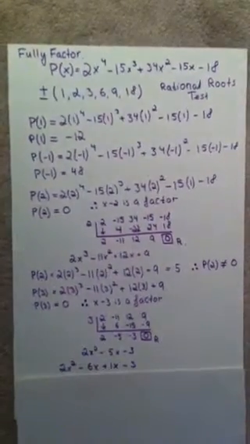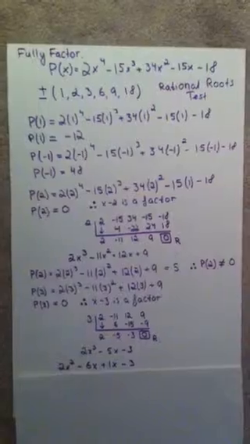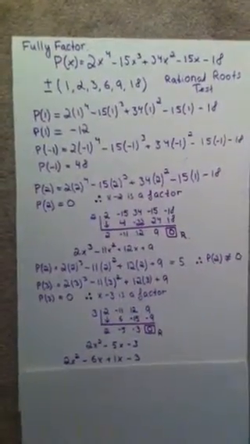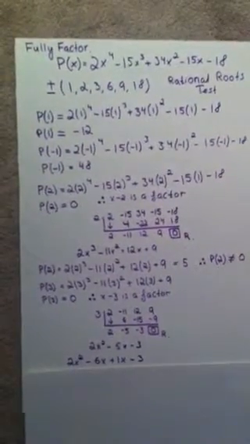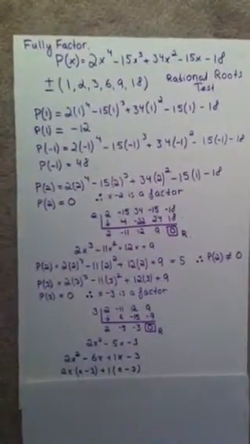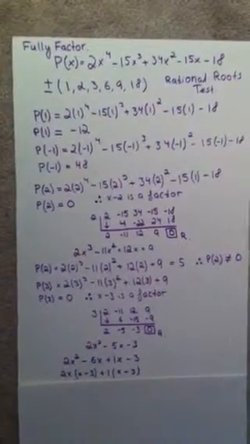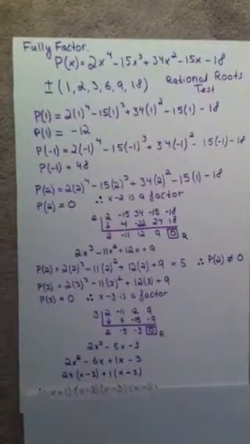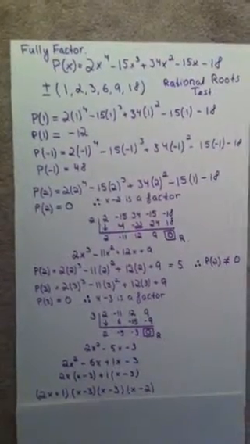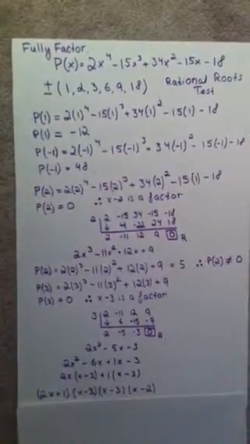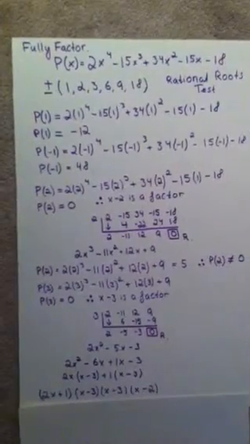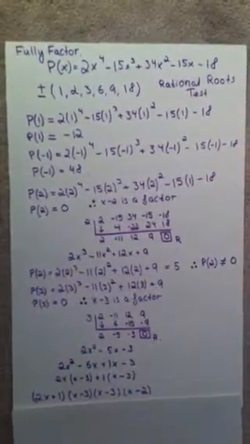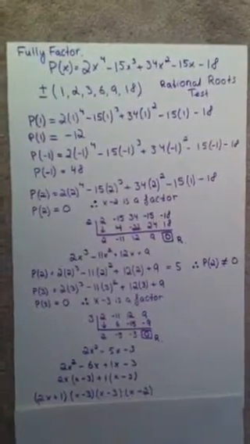So we need to find two numbers that multiply to negative 6 and add to negative 5, of which are negative 6 and positive 1. Once we factor this equation, we result in 2x plus 1 and x minus 3. And overall, these are our factors: 2x plus 1, x minus 3, and x minus 2. When we expand the equation out, we should result in the quartic.